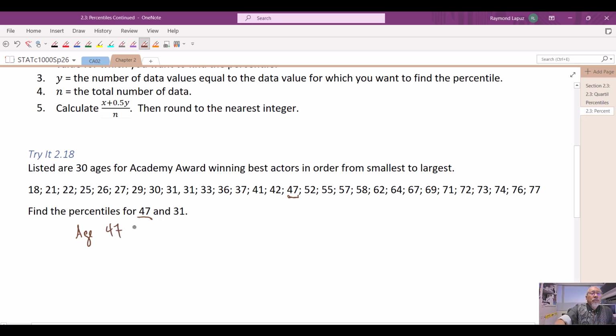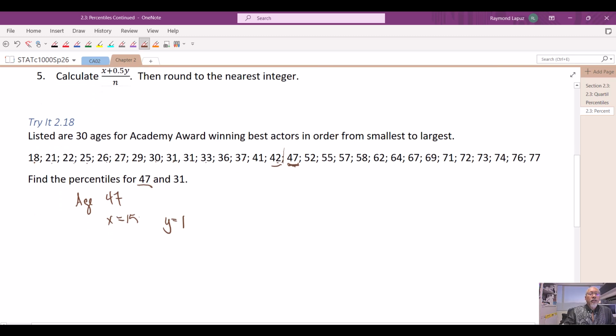So we need a couple of things. We need x. x equals the number of values that are less than that. So we count from the bottom up to, but not including, 47. It's 1, 2, 3, 4, 5, 6, 7, 8, 9, 10, 11, 12, 13, 14, 15. So x is going to be 15. There are 15 numbers that are less than 47. y, how many times does 47 happen? It only happens 1 time, so y is just going to be 1.